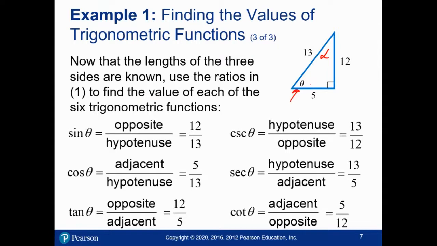The sine of theta is the cosine of alpha. The sine of alpha is the cosine of theta. The tangent of theta is the cotangent of alpha. Okay. The secant of theta is the cosecant of alpha. It works for those as well.